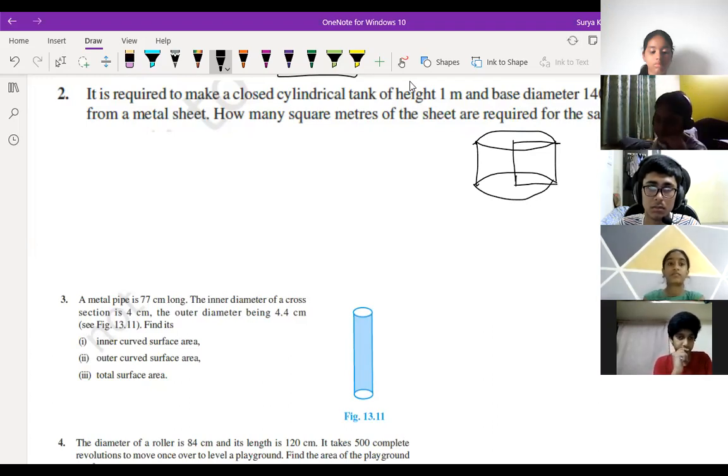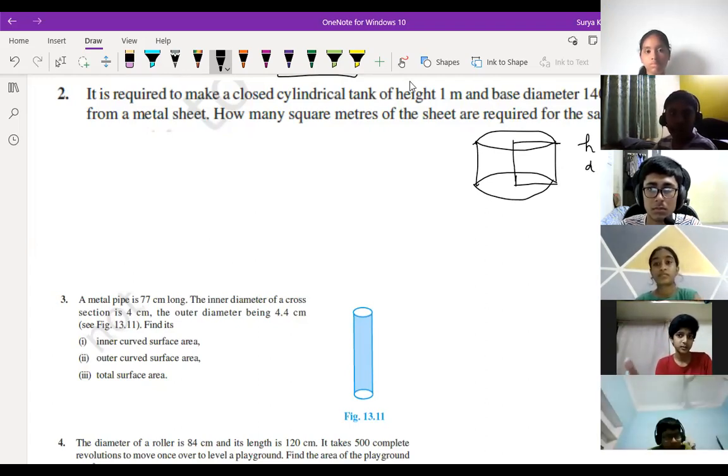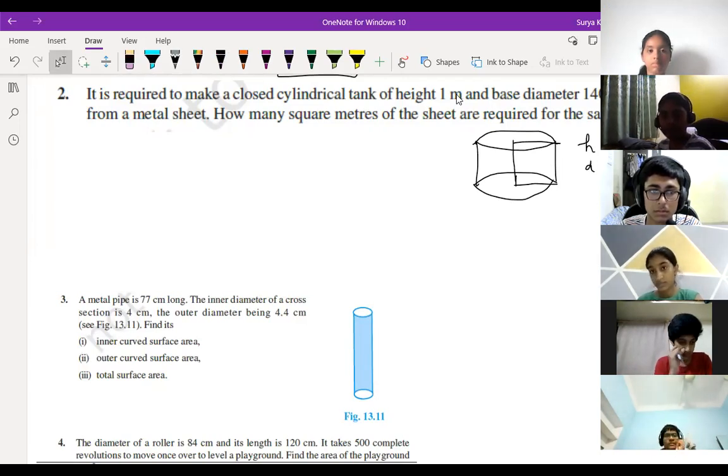So here it is required to make a closed cylindrical tank of height 1 meter, and diameter equal to 140 centimeter, from a metal sheet. How many square meters of sheet are required for the same?